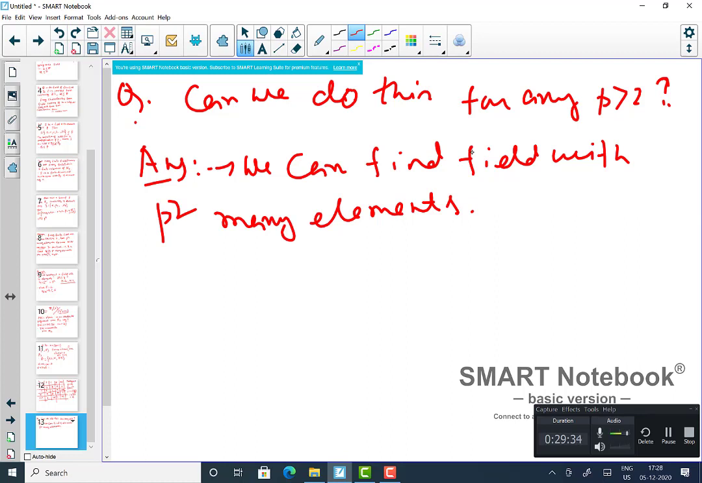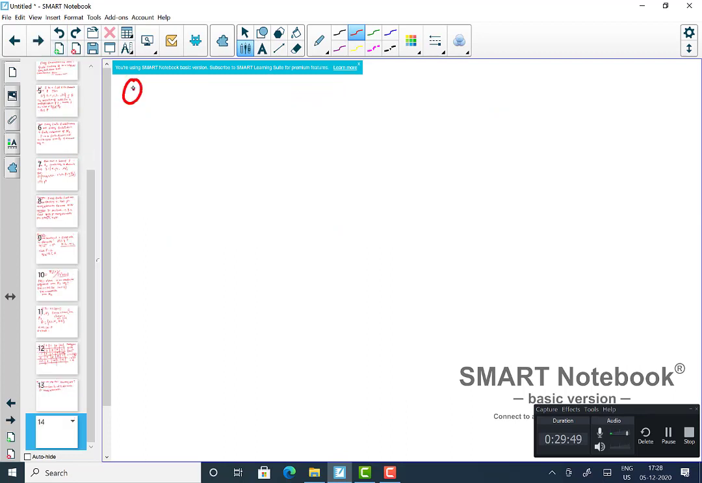Okay, so I need some idea, it's called quadratic residue. This is a new term, so you need to understand what that is: quadratic residue modulo something. Okay, let me just write down what the residue is first.